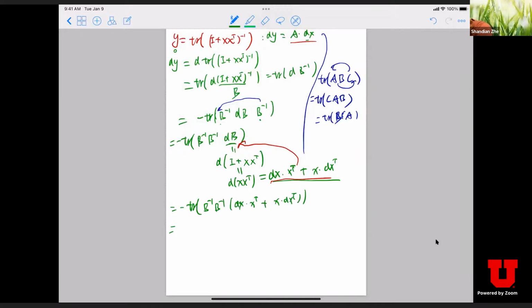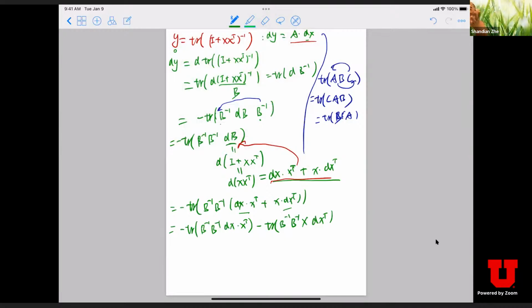So now let us just use a distributive law, right? We just multiply b minus into these two terms. So we got this trace term b minus dx x transpose, minus trace term b minus x times dx transpose, right? I just multiply this b minus to each of these terms in the parentheses.